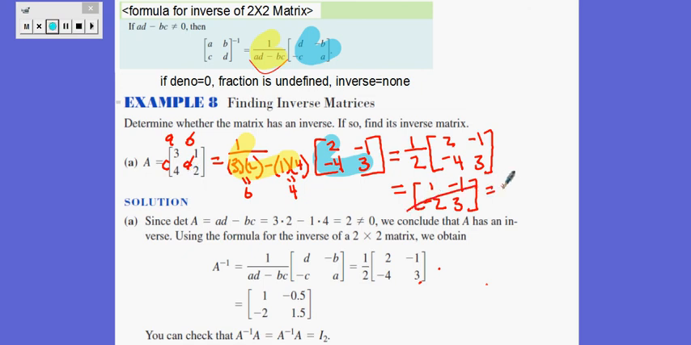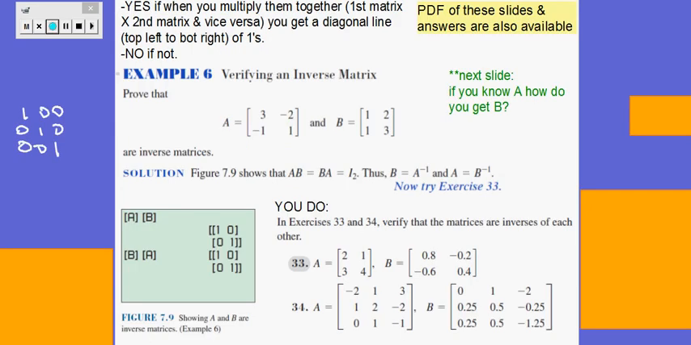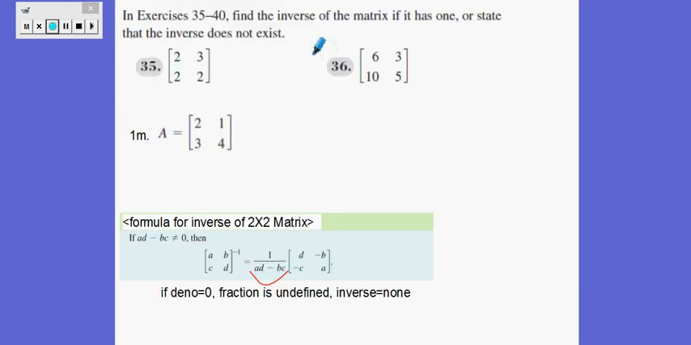This equals 1, -2, -0.5, and 1.5, and this matches what you see right here. Now you can practice and use this same formula on A over here. Use that same formula on A and you can get B, and you will get B if you've done it correctly.